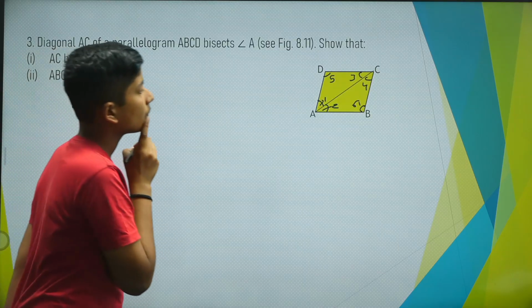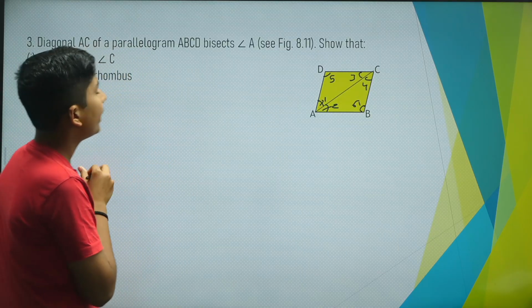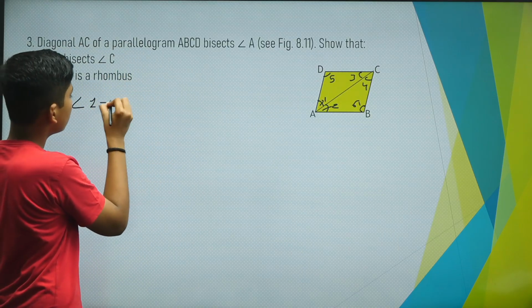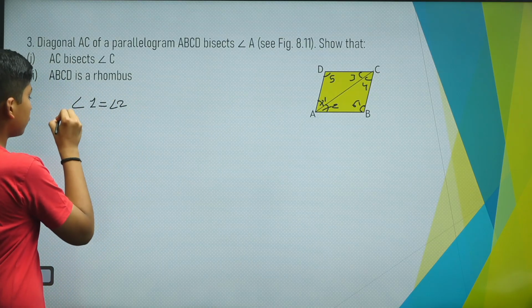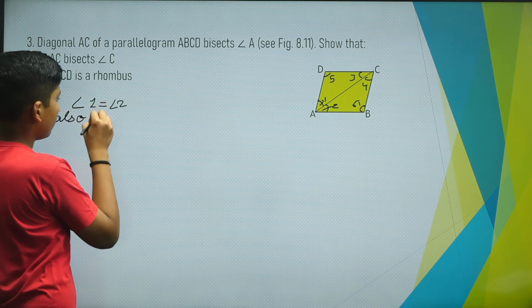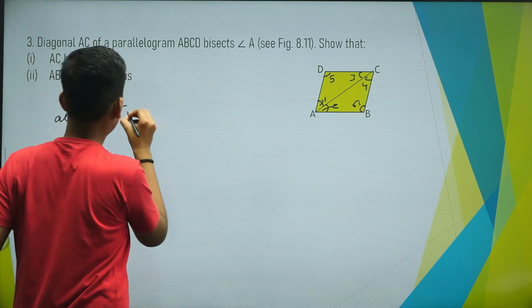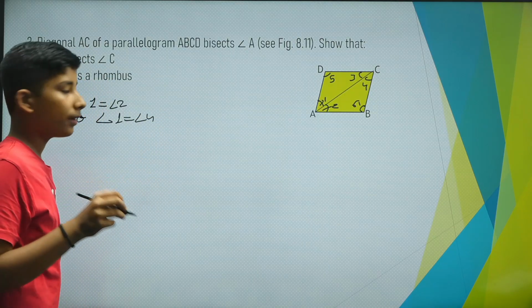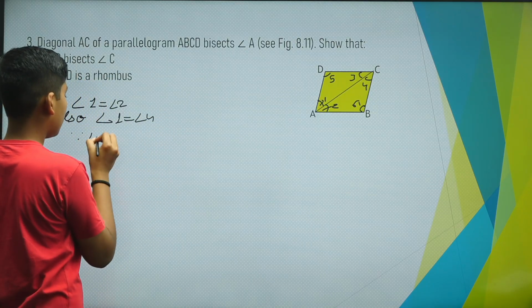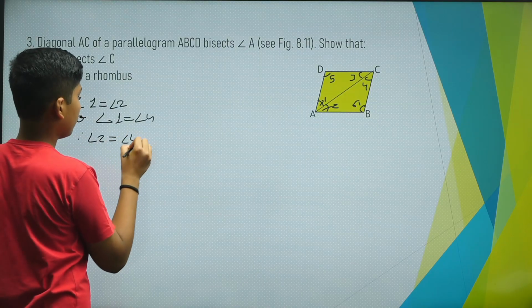Angle 1 equals angle 2, and also angle 1 equals angle 4. Therefore angle 2 equals angle 4.